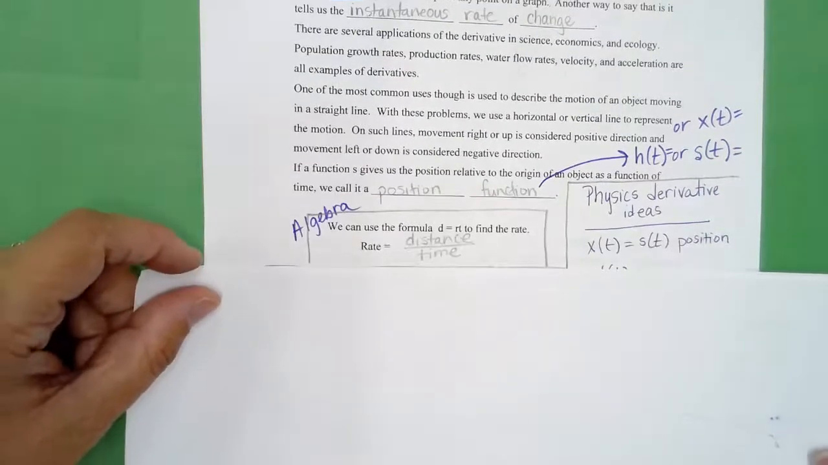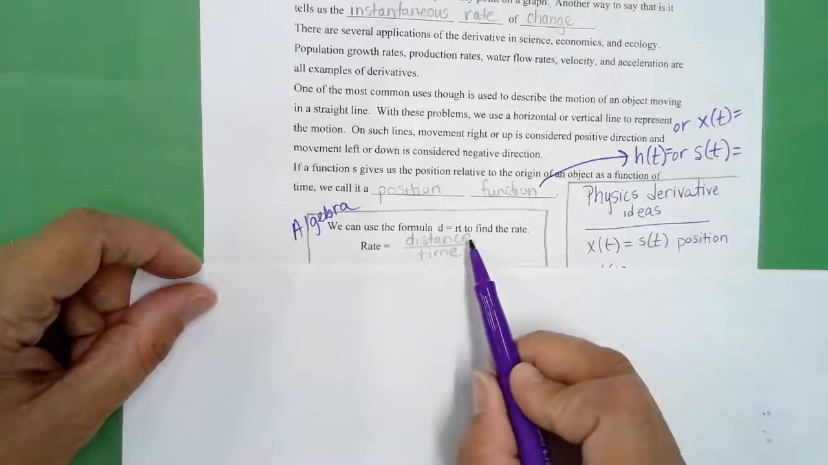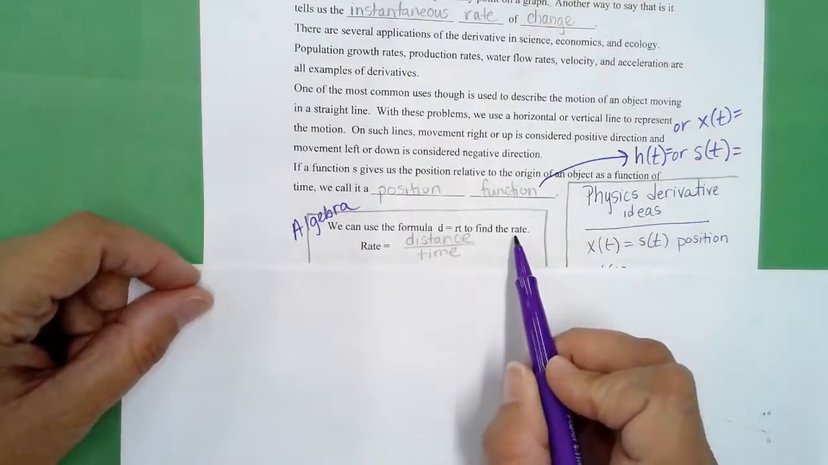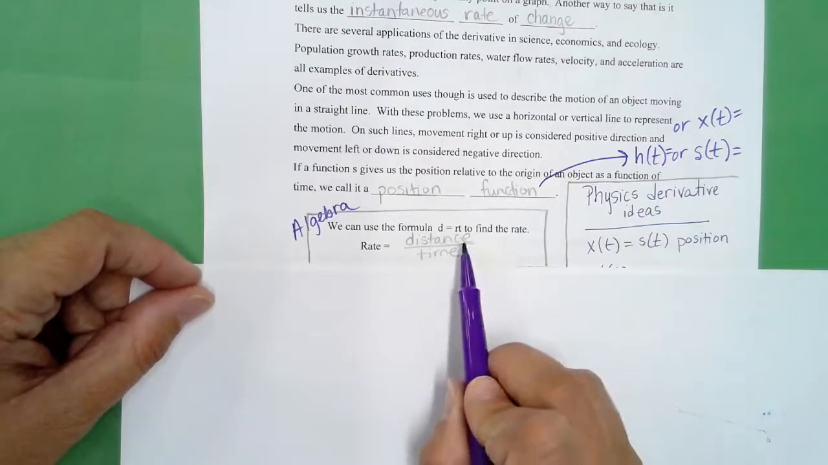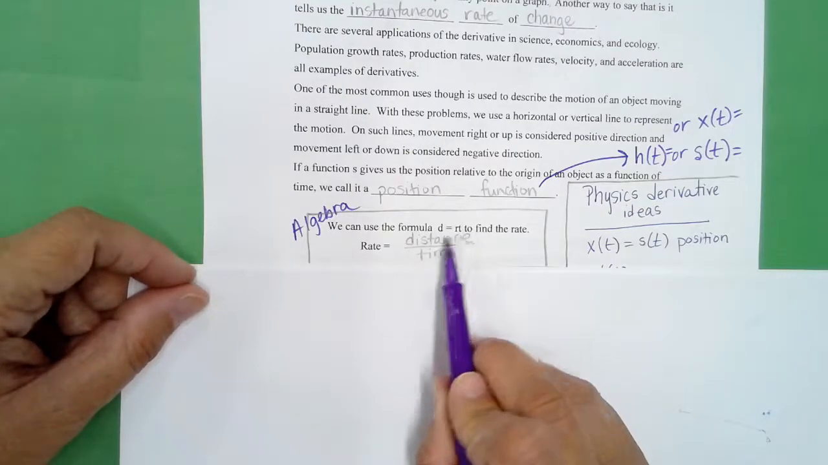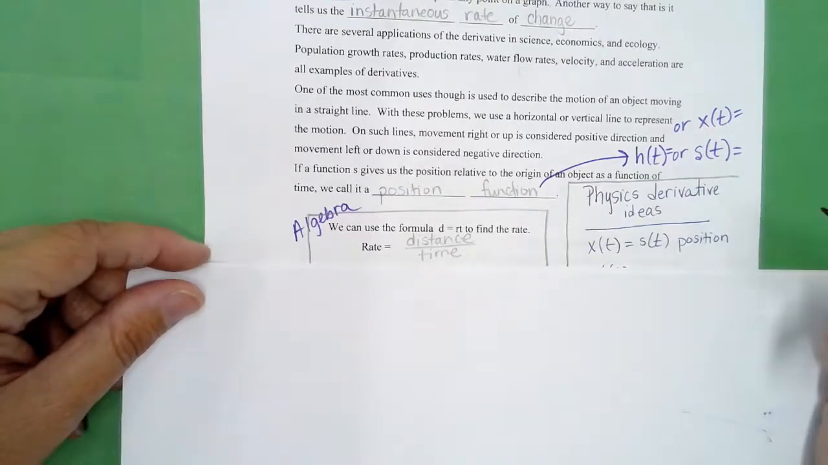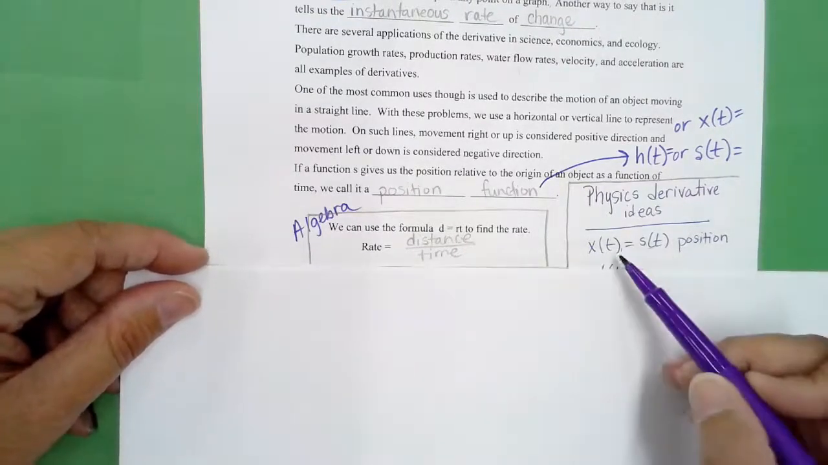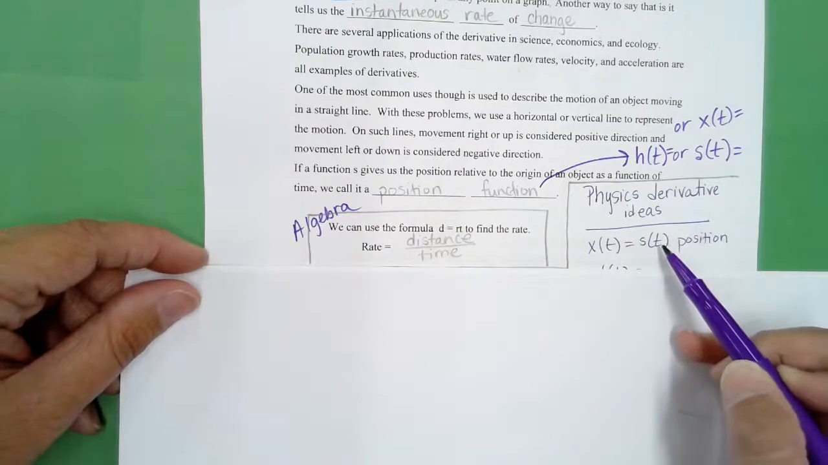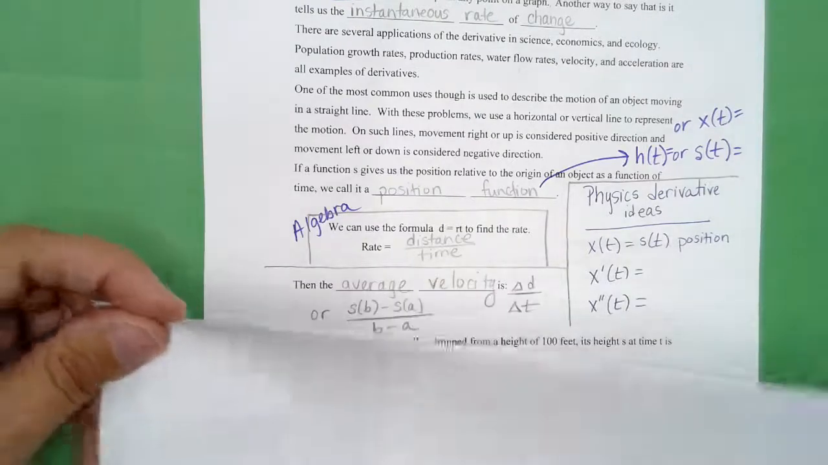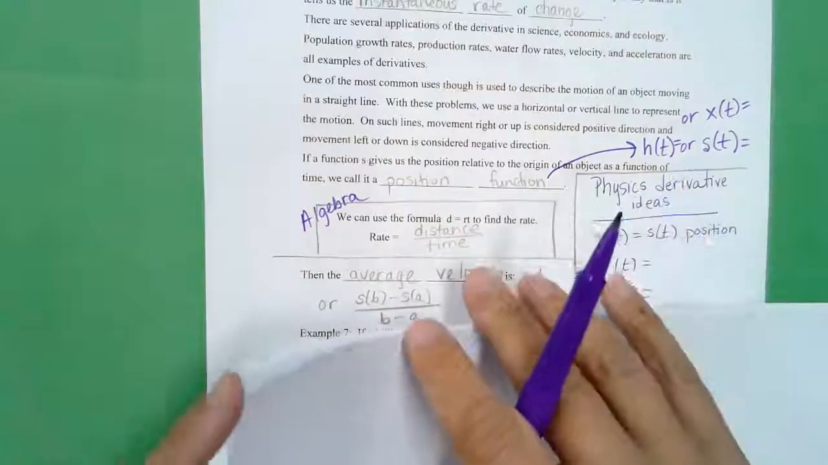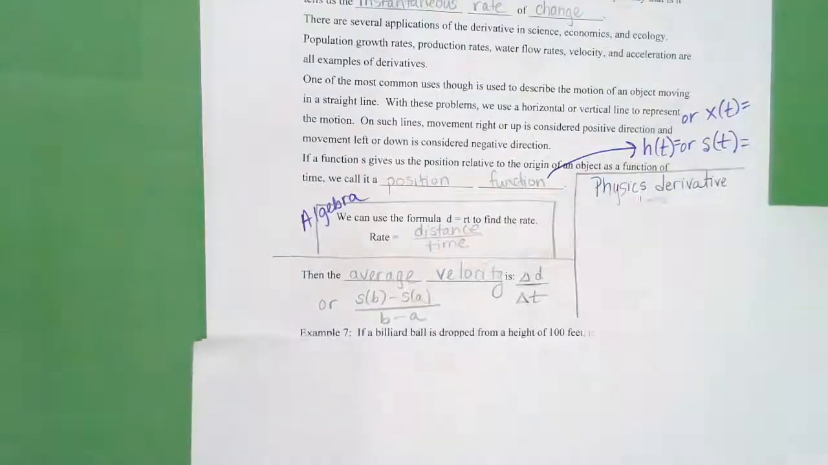So in algebra, if we have this formula, distance equals rate times time, and we needed to find the rate, we simply did algebra and properties of equality. We divided both sides by t, or the time. In physics, you may have seen a position function also written as x of t or s of t. And I'm going to hide this again over here, trying to be crafty with this.